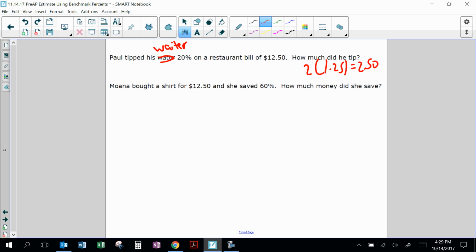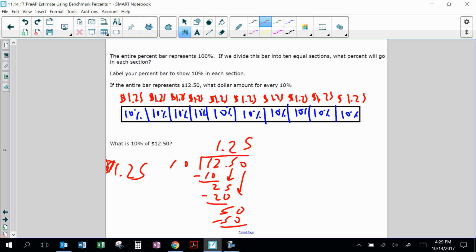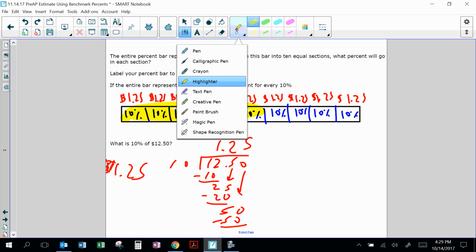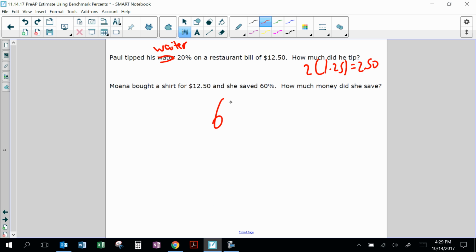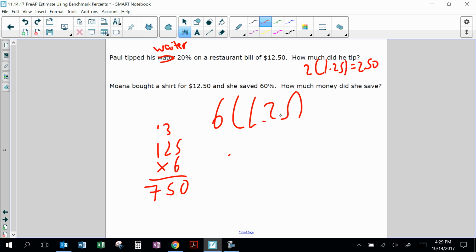Mona bought a shirt for $12.50 and she saved 70%. How much money did she save? Well, we know that each 10% represents $1.25. So if she saved 60%, that means she will save six groups of $1.25. What is six groups of $1.25? Oh, this is so messy. 30, carry 3. 12 plus 3 is 15, carry 1. 7. Move the decimal two places over because this is the hundredths place. She will save $7.50.